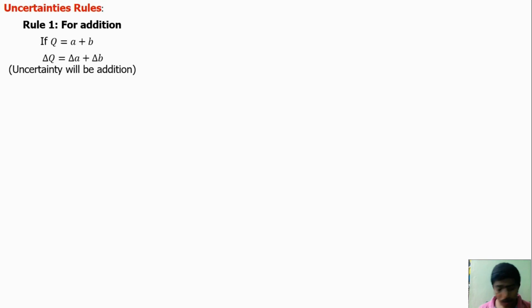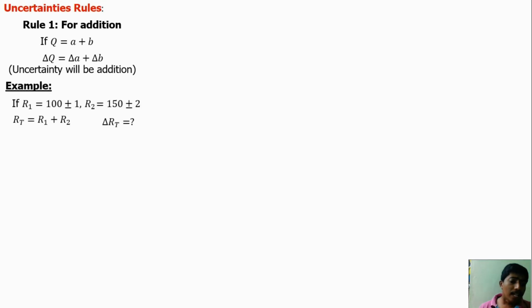So, for example, if R1 resistance has uncertainties plus or minus 1 and R2 has the uncertainties plus or minus 2, then what is the value of uncertainties of RT? If you directly add the uncertainties of R1 and R2, we will get the uncertainties of RT. So, the answer will be 1 plus 2 is equal to 3.